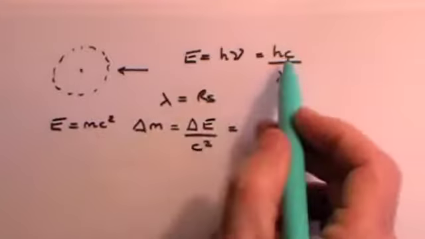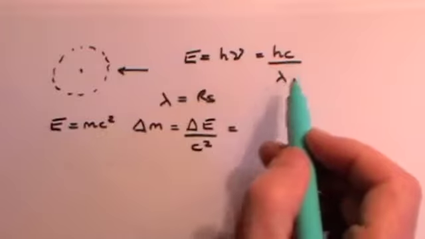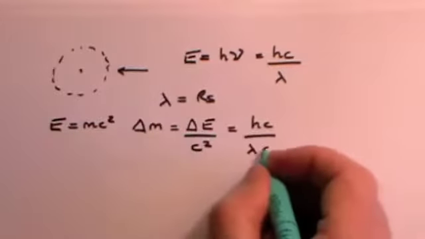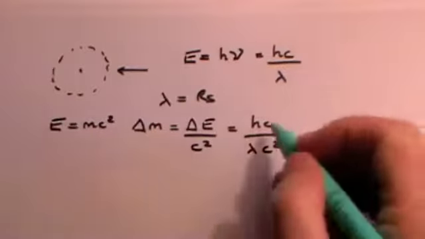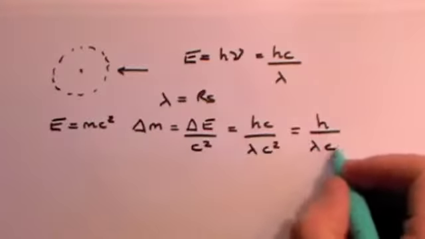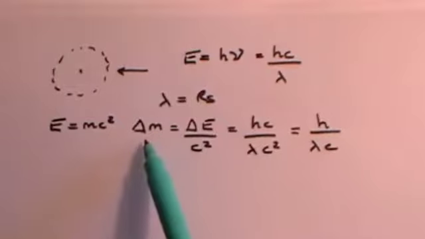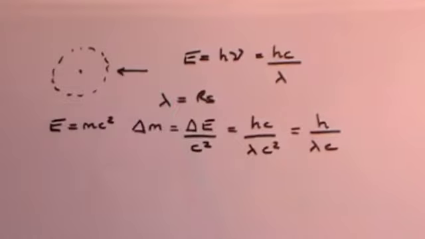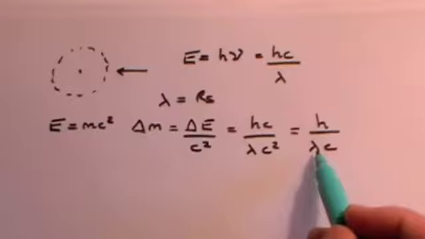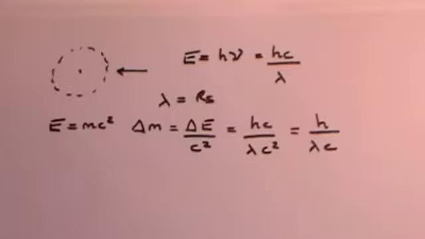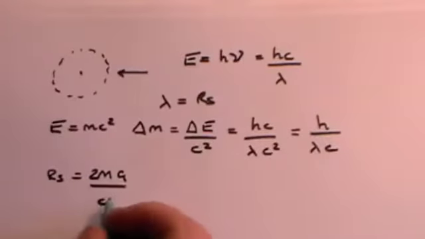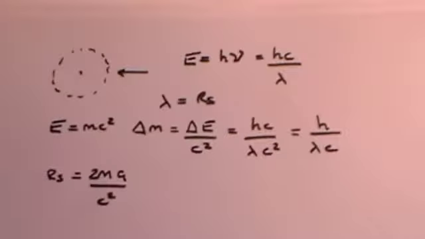But delta E, well, we can say for one photon, delta E is hc over lambda. So that's hc over lambda, that's delta E, divided by c squared. And the c cancels, so that now becomes h over lambda c. So that is the change in mass as a consequence of one photon falling into the black hole. Now we have said that lambda is Rs, and we know that Rs is equal to 2mg over c squared because we calculated that earlier in this video.